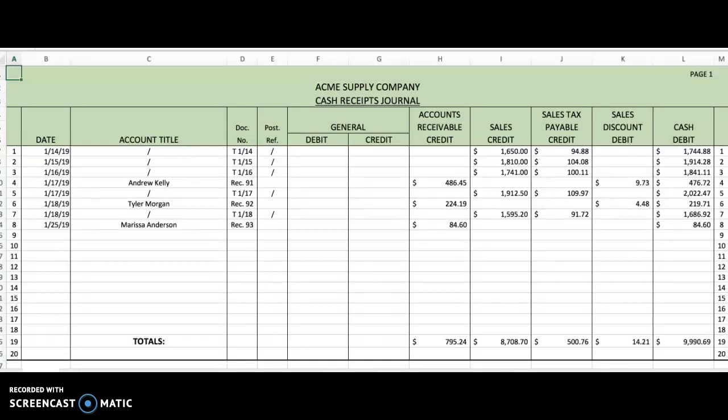Today we will begin the third of our special multi-column journals. This is the cash receipts journal. You see one on your screen. So we've had a couple so far, and just a couple points about these journals.